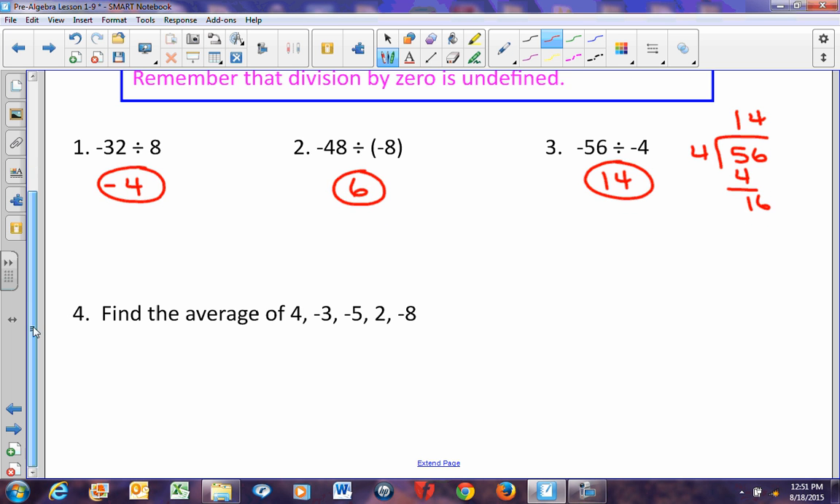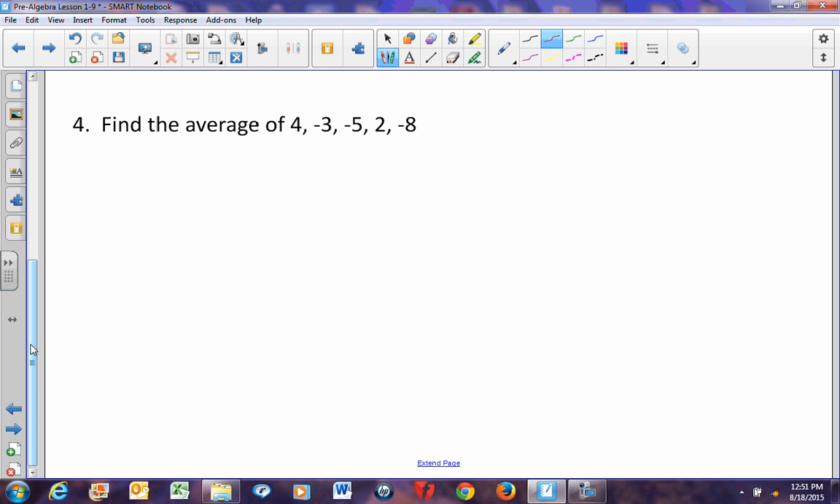Number 4, find the average of 4, negative 3, negative 5, 2, negative 8. Well, average is adding them up and dividing by the number of numbers. So the first thing I have to do is add them all up. I'm going to combine all my positive numbers together and all my negative numbers together. 4 plus 2 is 6, plus negative 3 plus negative 5 plus negative 8 is negative 16.